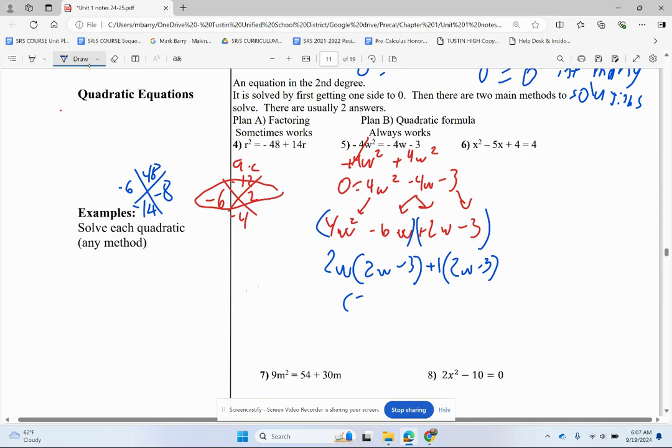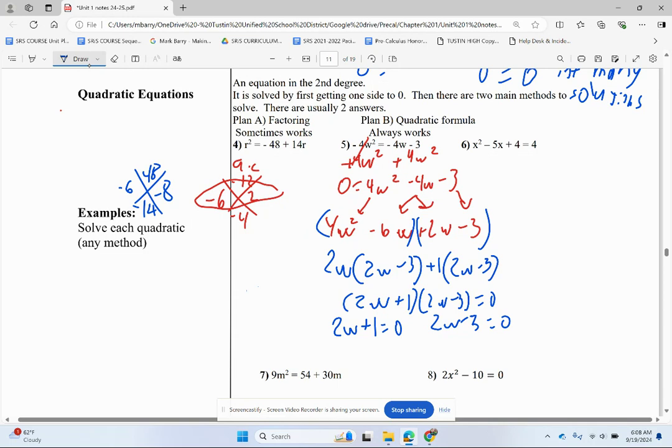And so now we can write the 2w plus 1 that's in front of each parenthesis as 1, and then the 2w minus 3 as the other one for the stuff that's inside. So that's our factoring technique when we have to use the grouping. Now, though, I do need to solve this, so I want to say 2w plus 1 equals 0, and then 2w minus 3 equals 0. Once I'm factored equal to 0, I can split it up.